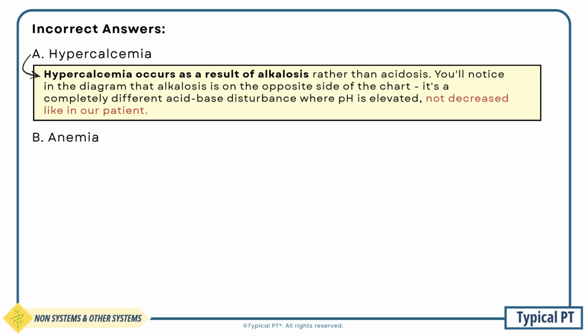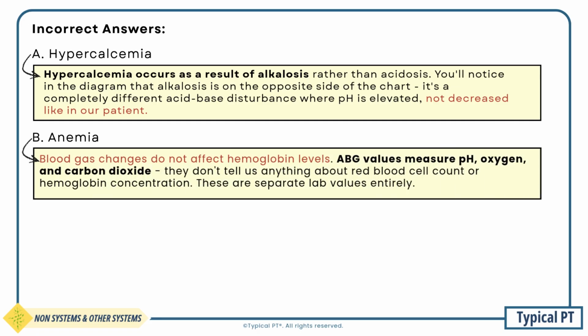Answer choice B, anemia, is incorrect because blood gas changes do not affect hemoglobin levels. ABG values measure pH, oxygen, and carbon dioxide. They don't tell us anything about red blood cell count or hemoglobin concentration. These are separate lab values entirely.